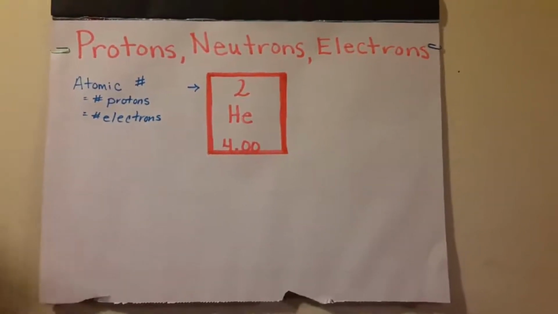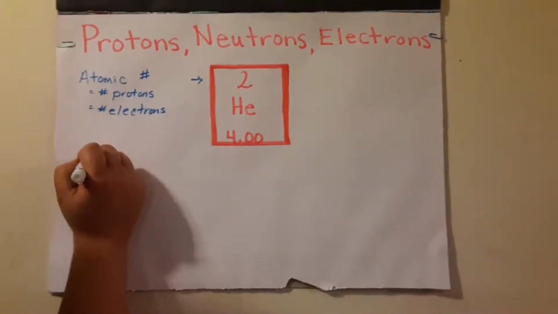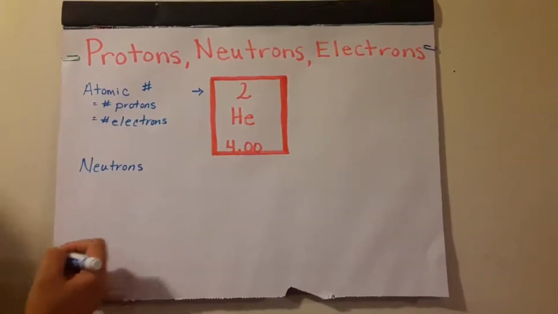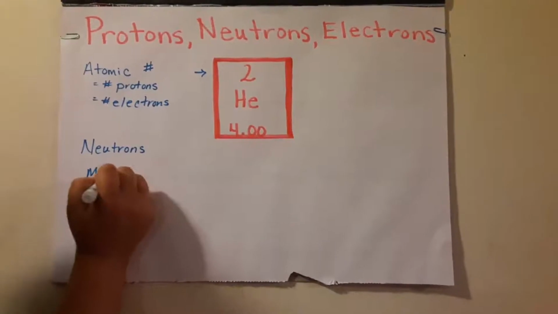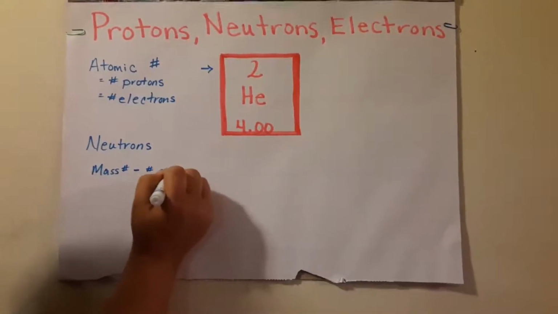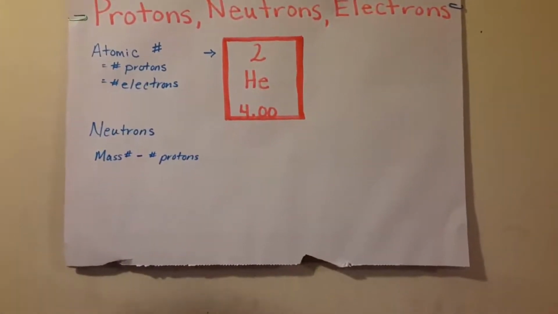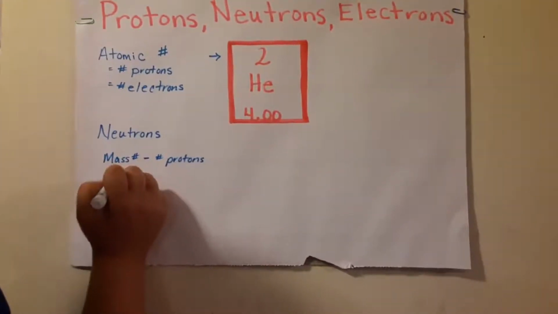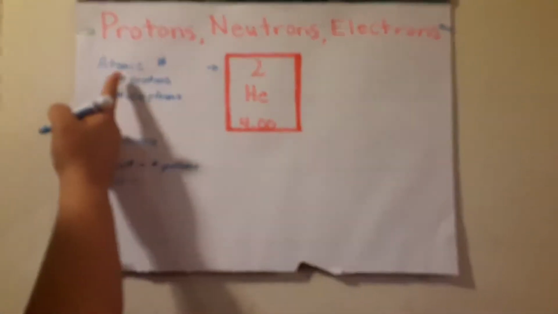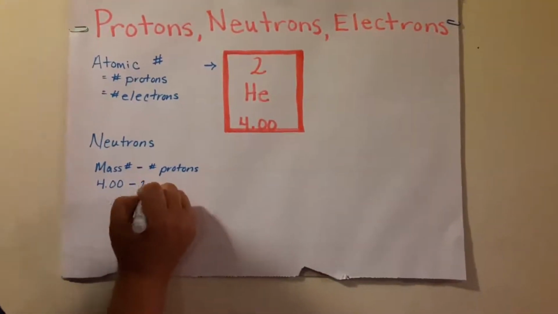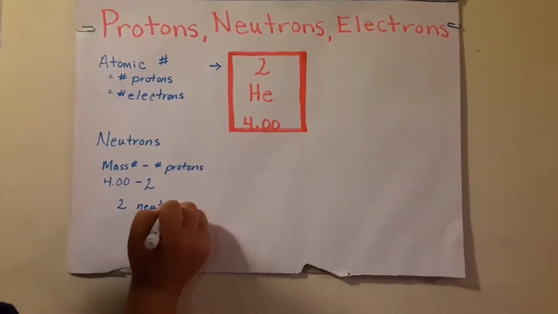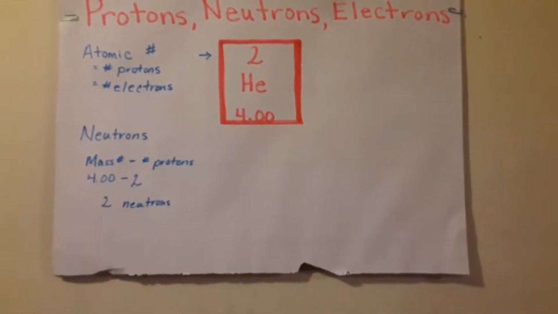Now, we are left with trying to figure out the number of neutrons for this particular element. Well, neutrons are found with this simple equation. It will be your mass number minus your number of protons. So for this particular element, we have a mass of 4.00. We have an atomic number of 2, which also means we have 2 protons, which would leave us with the number 2. So there are 2 neutrons for this particular element.